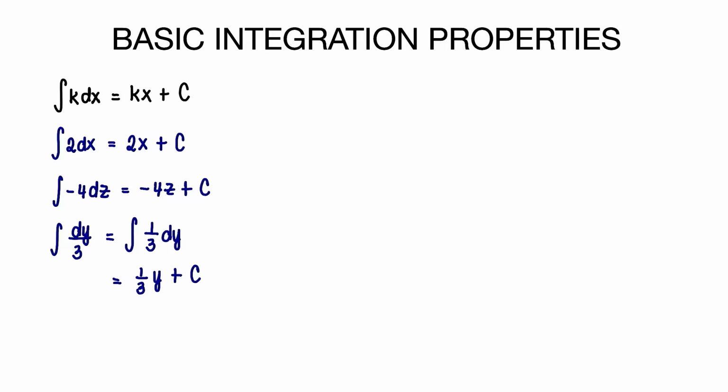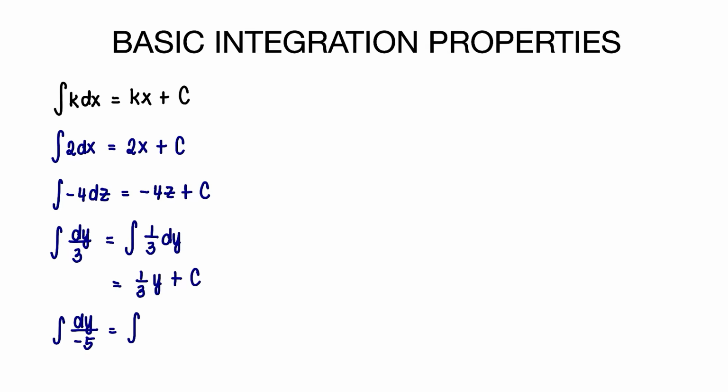If we are to find the integral of dy over, let's say for example, negative 5, what is our constant here? Again, this is just like writing the integral of negative 1/5 dy. It doesn't matter if the negative is in the denominator, you can always transfer that to the numerator. And so our constant is negative 1/5. So our integral is negative 1/5, attach the variable y, plus c.